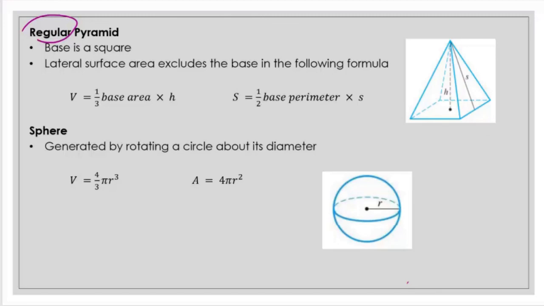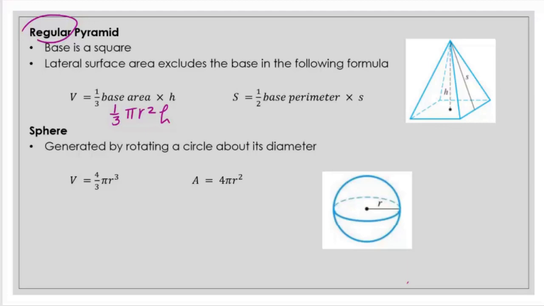The volume of a regular pyramid is very similar to that for the cone. For the cone, we had 1/3 pi r squared, where pi r squared is the area of a circle, which is the base of a cone. So we had 1/3 pi r squared times h. That was for the cone.